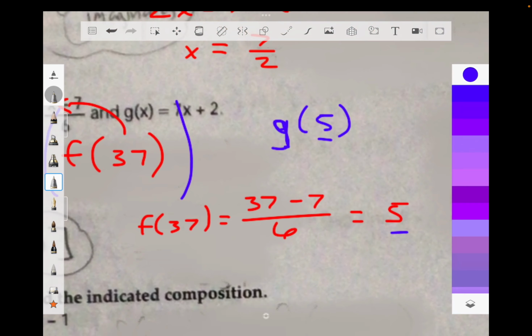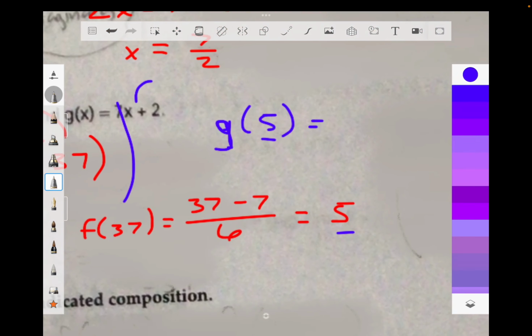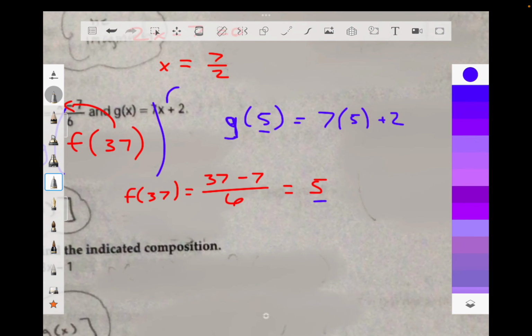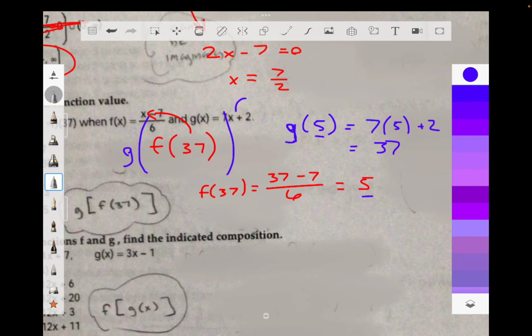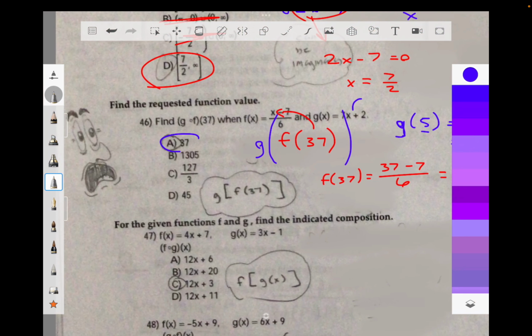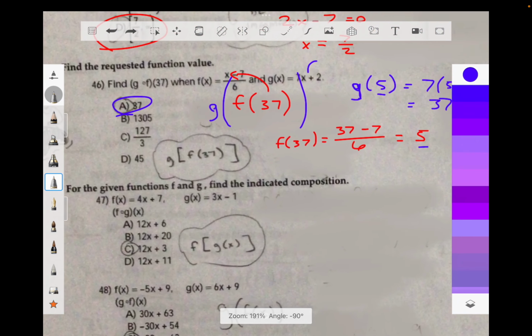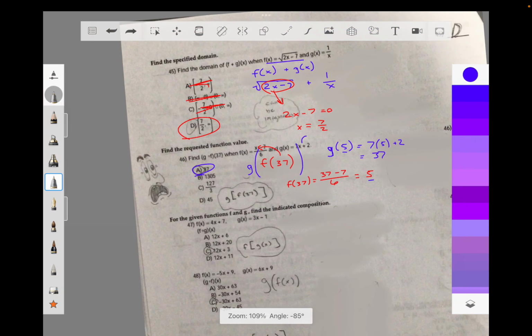Oh, I covered this up. I think that's a 7 though. G of x equals 7x plus 2. I just got to replace the x with a 5 now. So 7 times 5 plus 2, which is 35. 35 plus 2 is 37. So the answer is 37. It's a coincidence that it's the same number as the one they give you. Don't look into it. I think that's the only one they actually use numbers for.